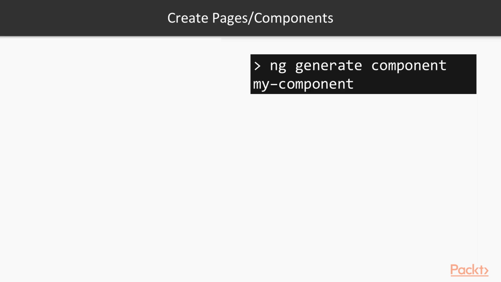The Angular CLI can also create components for us. During this course, we will consider each page as a component. To create a component with the CLI, we will call the ng generate component. And next to it, we'll just have to provide the name of the component. So in this case, my component.